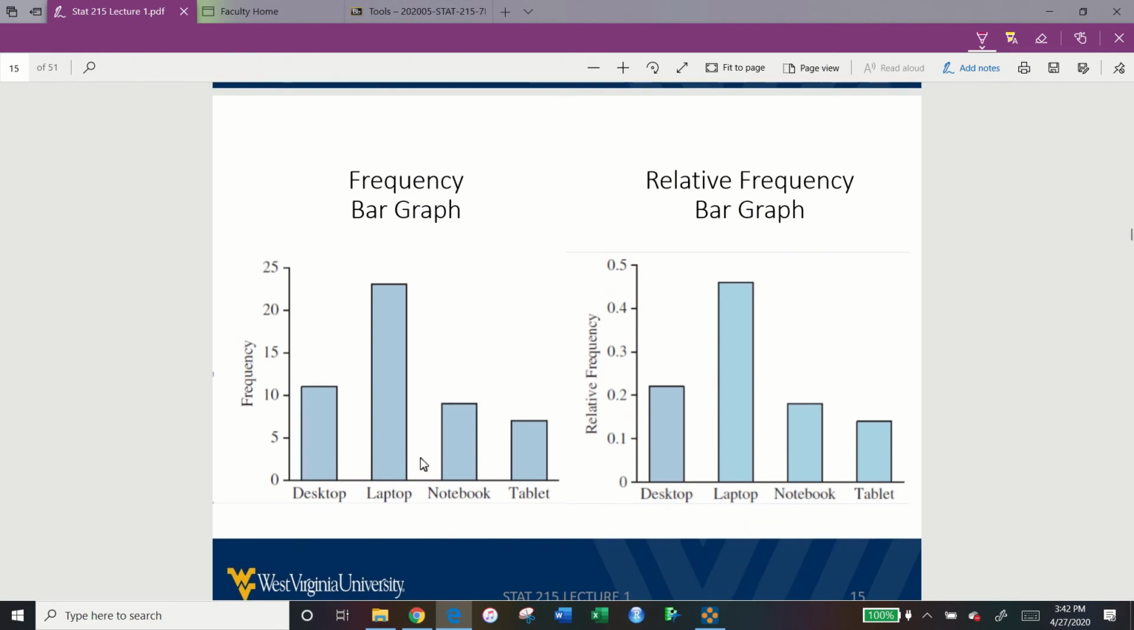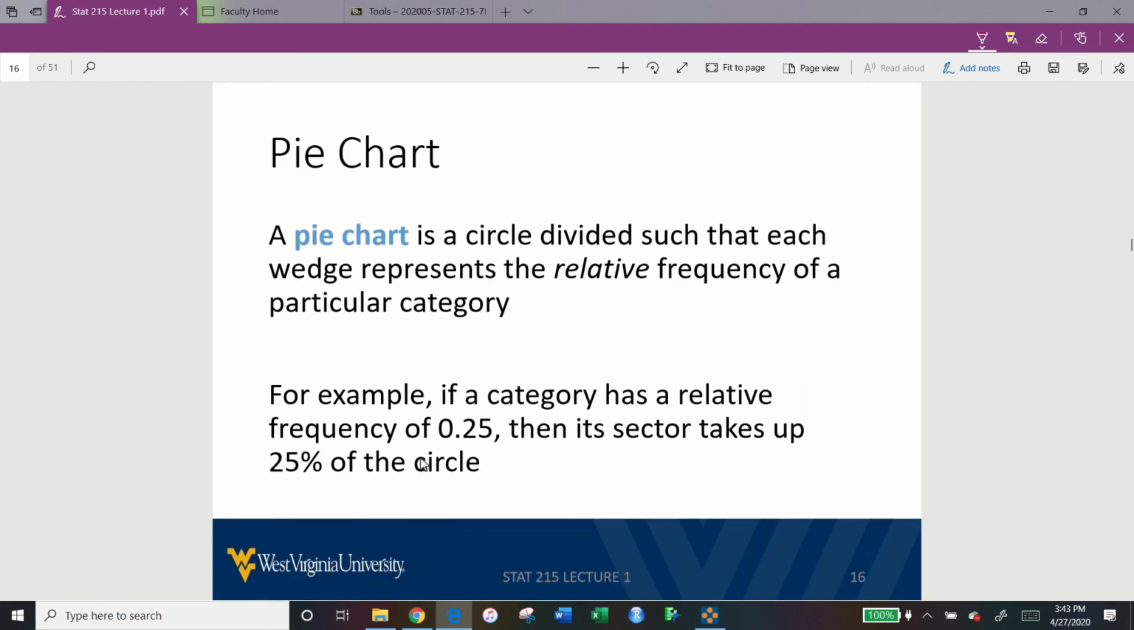So using that same shopping data, we have two bar graphs, one with the frequency and one with the relative frequency. You can decide which one you feel is easier to understand. Personally, I think the frequency bar graph is easier to understand than the relative frequency bar graph. If I'm doing relative frequency, I might choose to do a pie chart instead.